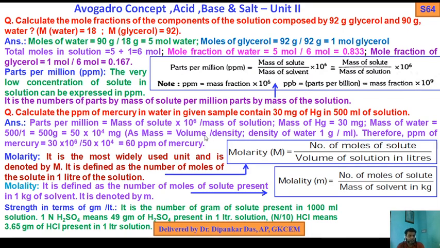Now calculate the ppm of mercury in water, given the sample contains 30 milligram of mercury in 500 ml solution. As you know, parts per million equals mass of solute into 10 to the power 6 by mass of solution. So mass of mercury is 30 milligram, mass of water is 500 gram, which equals 50 into 10 to the power 4 milligram. You know mass is volume times density, and the density of water is 1 gram per cc. Therefore ppm of mercury is 30 into 10 to the power 6 by 50 into 10 to the power 4, that is 60 ppm of mercury.